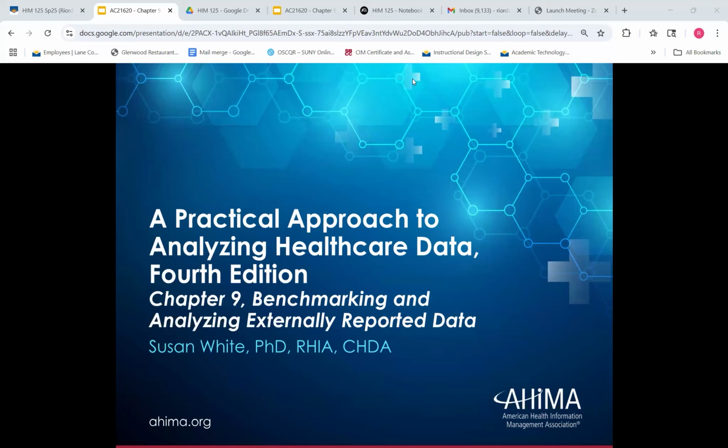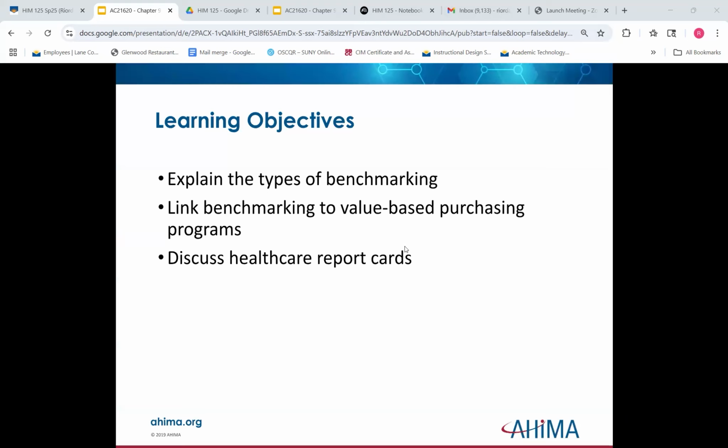Again, here we are with Chapter 9, Benchmarking and Analyzing Externally Reported Data. We'll talk about types of benchmarking. We'll link benchmarking to value-based purchasing programs, a big term in healthcare. And then we'll talk about healthcare report cards.